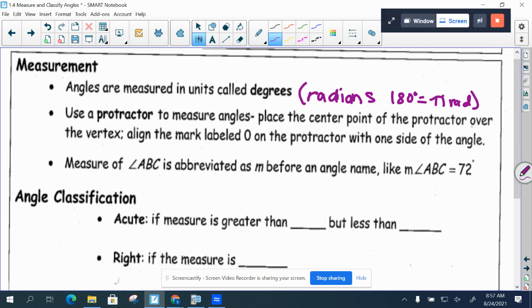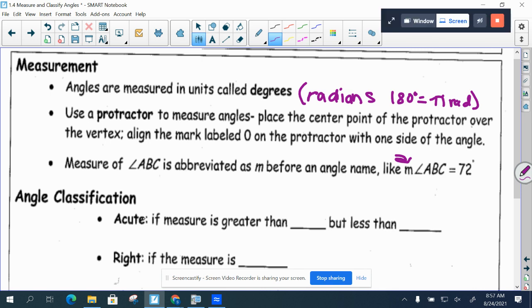And you can use a protractor to measure angles. Place the center point of the protractor over the vertex, and line up the 0 of the protractor with one side of the angle. The measure of angle ABT is abbreviated with an M before the angle name. Whenever you're reporting the measure of an angle, you just put the M in front.